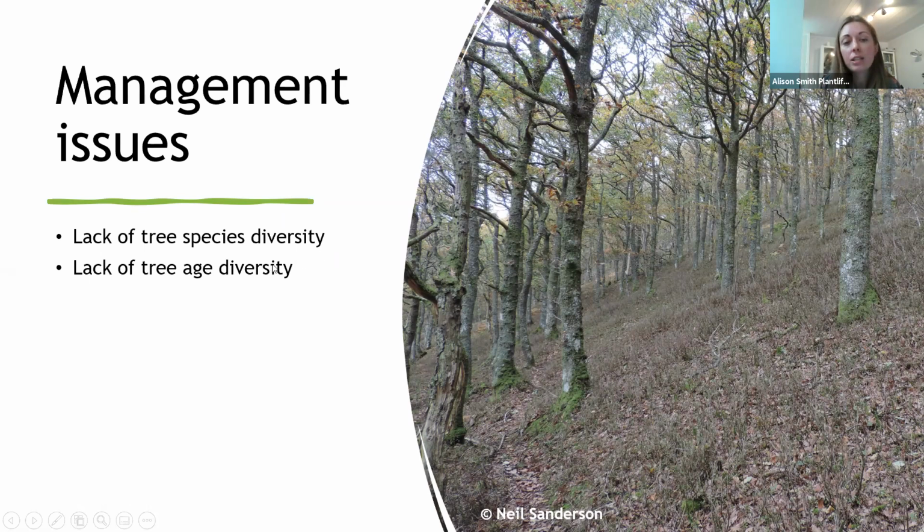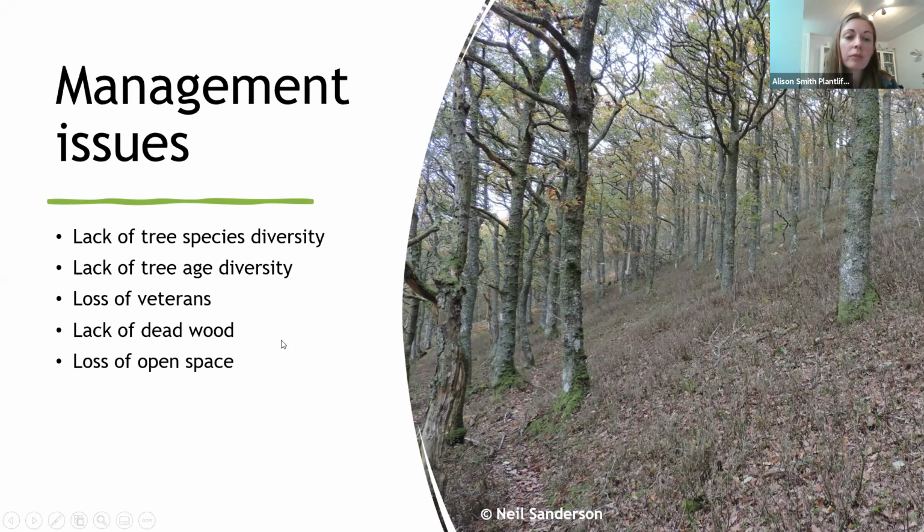So that lack of tree age diversity, again, is going to mean fewer different substrates, but also you generally have a loss of woodland structure, so you tend to get quite a uniform structure to the woodland, and quite a uniform level of canopy closure. You won't have your veteran trees, there'll be fewer veteran trees, and a lack of deadwood as well. So again, fewer different substrates for things to grow on, and a loss of open space. So those are key issues that I've sort of already touched on.